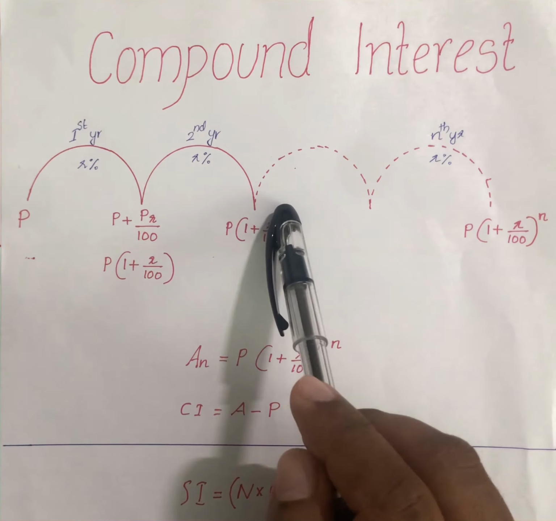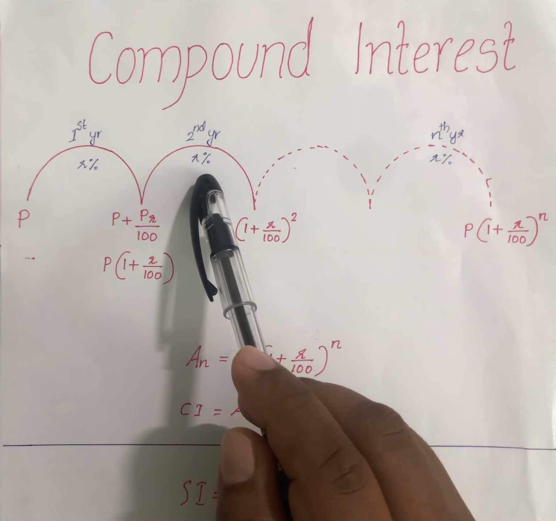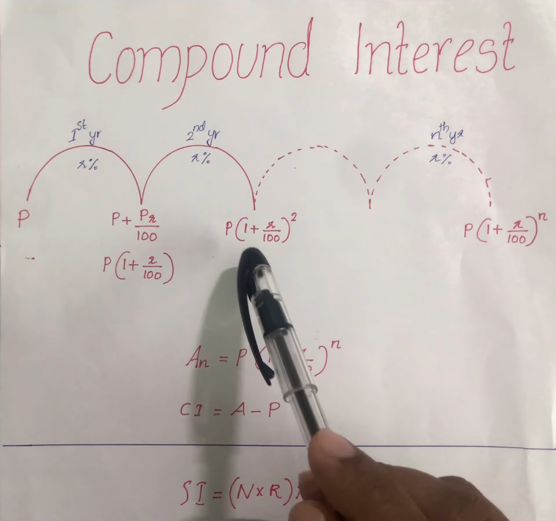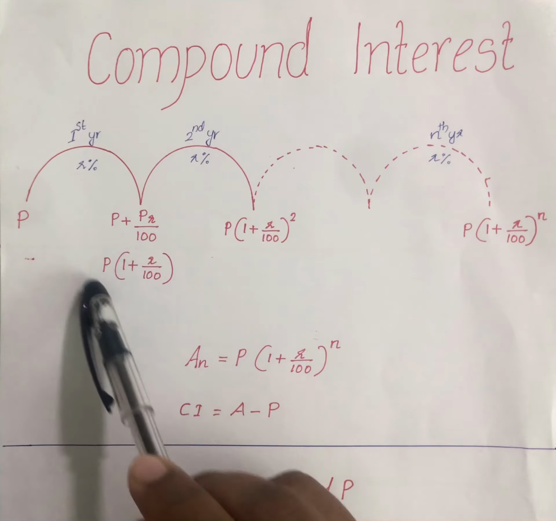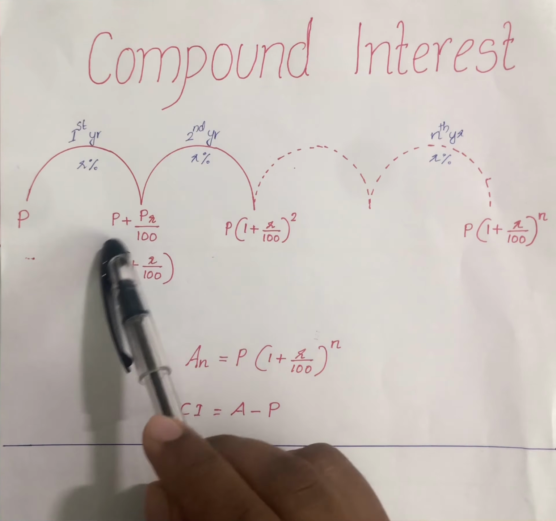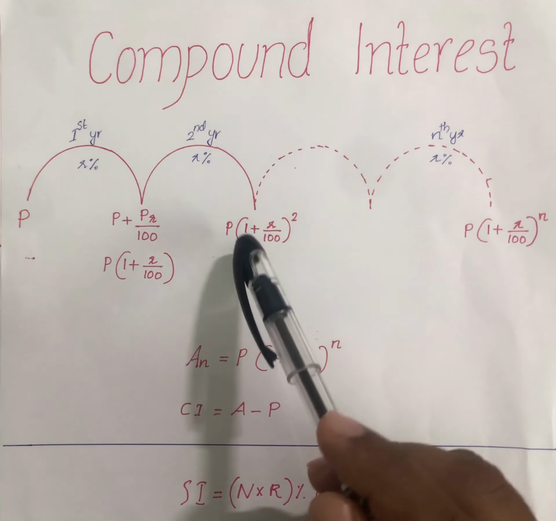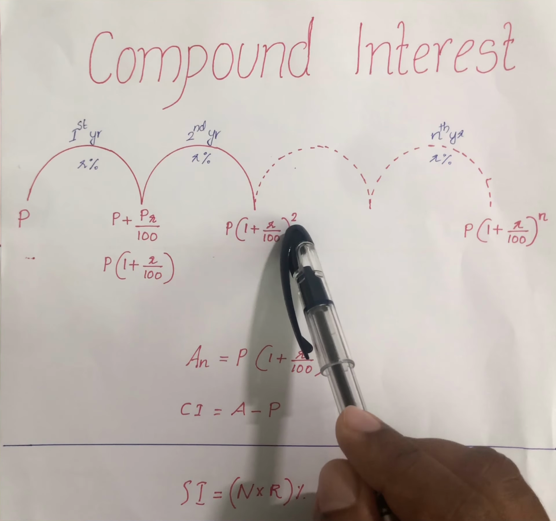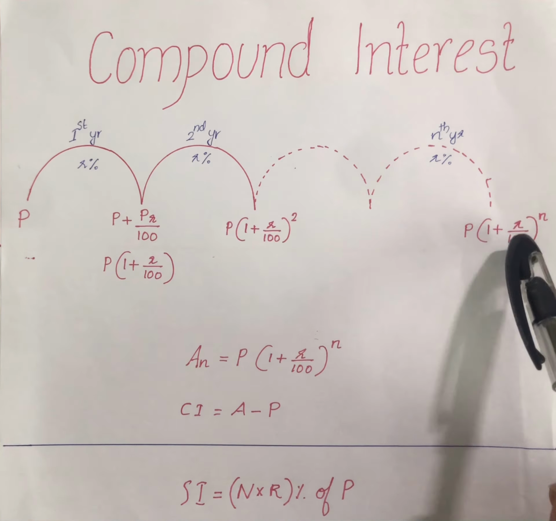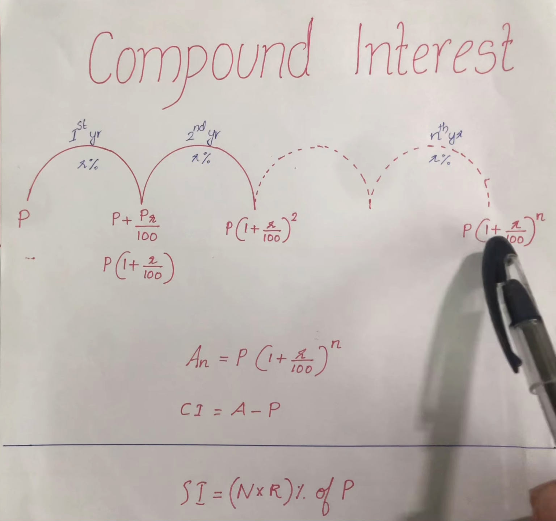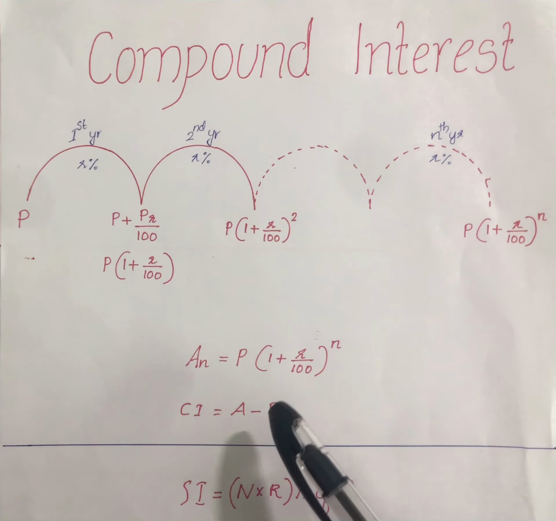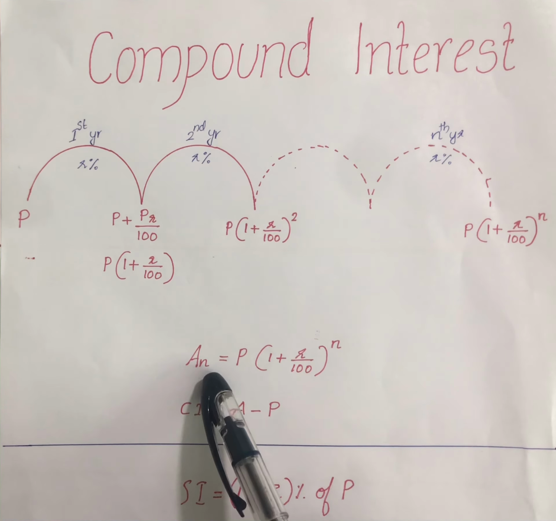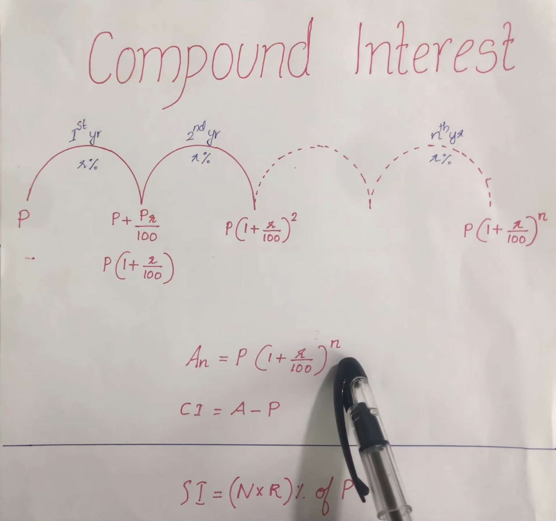Now for the second year, again if I put it at R%, after the second year I'm going to get P into (1 plus R by 100) whole square. That is this plus R% of the same thing. That's how you get P into (1 plus R by 100) whole square. Similarly, after n years, I'll be getting P into (1 plus R by 100) whole raised to n. That is how you get the formula. Amount after n years is P into (1 plus R by 100) whole raised to n.